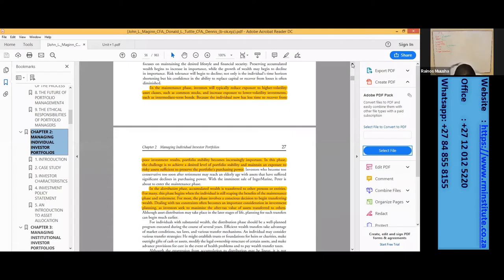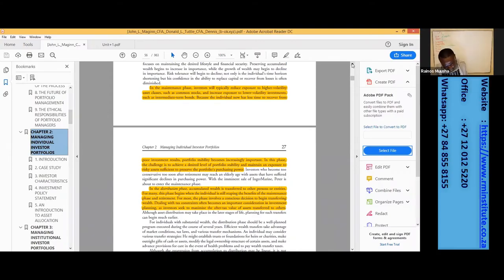Then on page 27, on the second paragraph, they also talk about the distribution phase, where they say in the distribution phase, accumulated wealth is transferred to other persons or entities. So for many of these individuals, this phase begins while the individual is still reaping the benefits of the maintenance phase and retirement. For most, the phase involves a conscious decision to begin transferring wealth. So dealing with tax constraints often becomes an important consideration in investment planning, as investors seek to maximize the after-tax value of assets transferred to others as well.